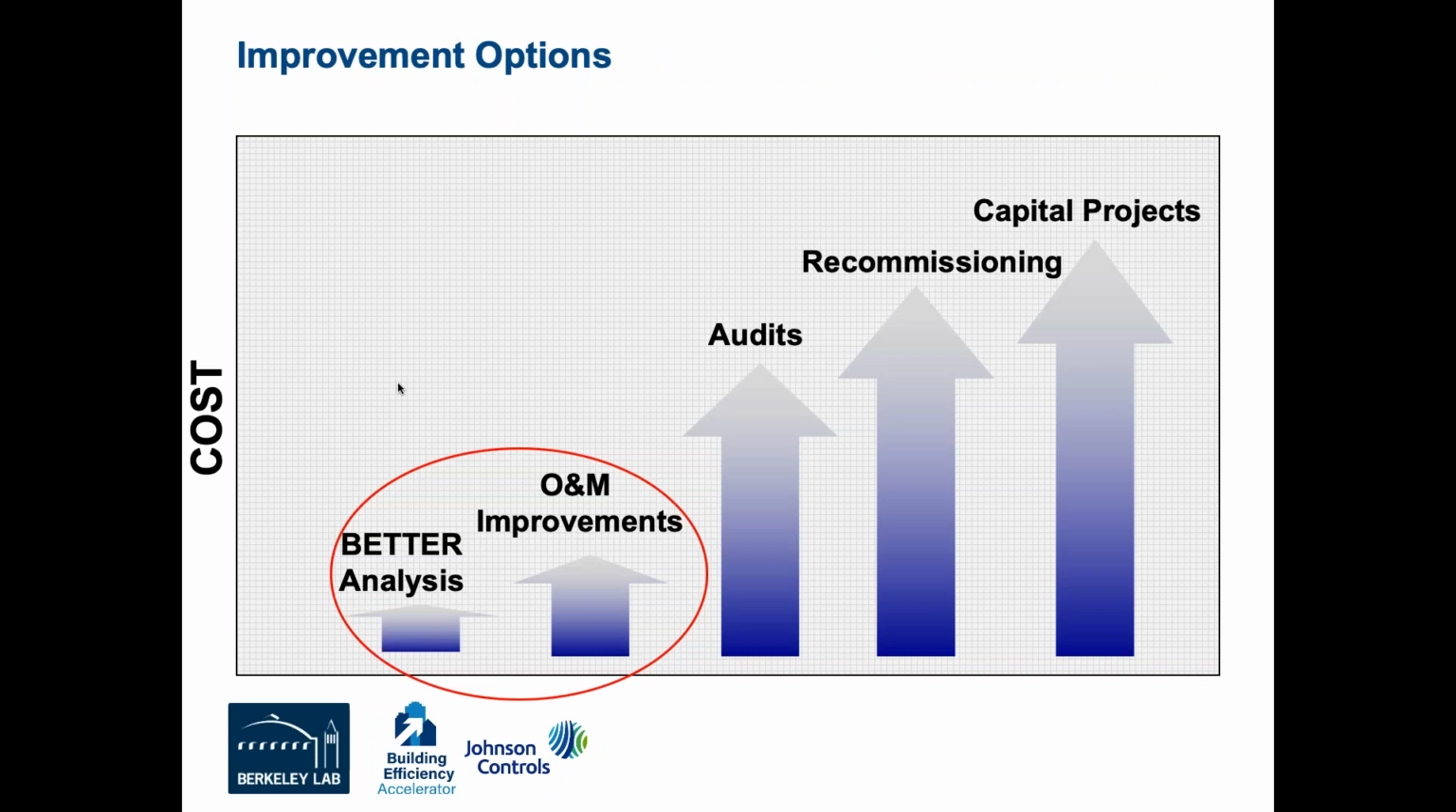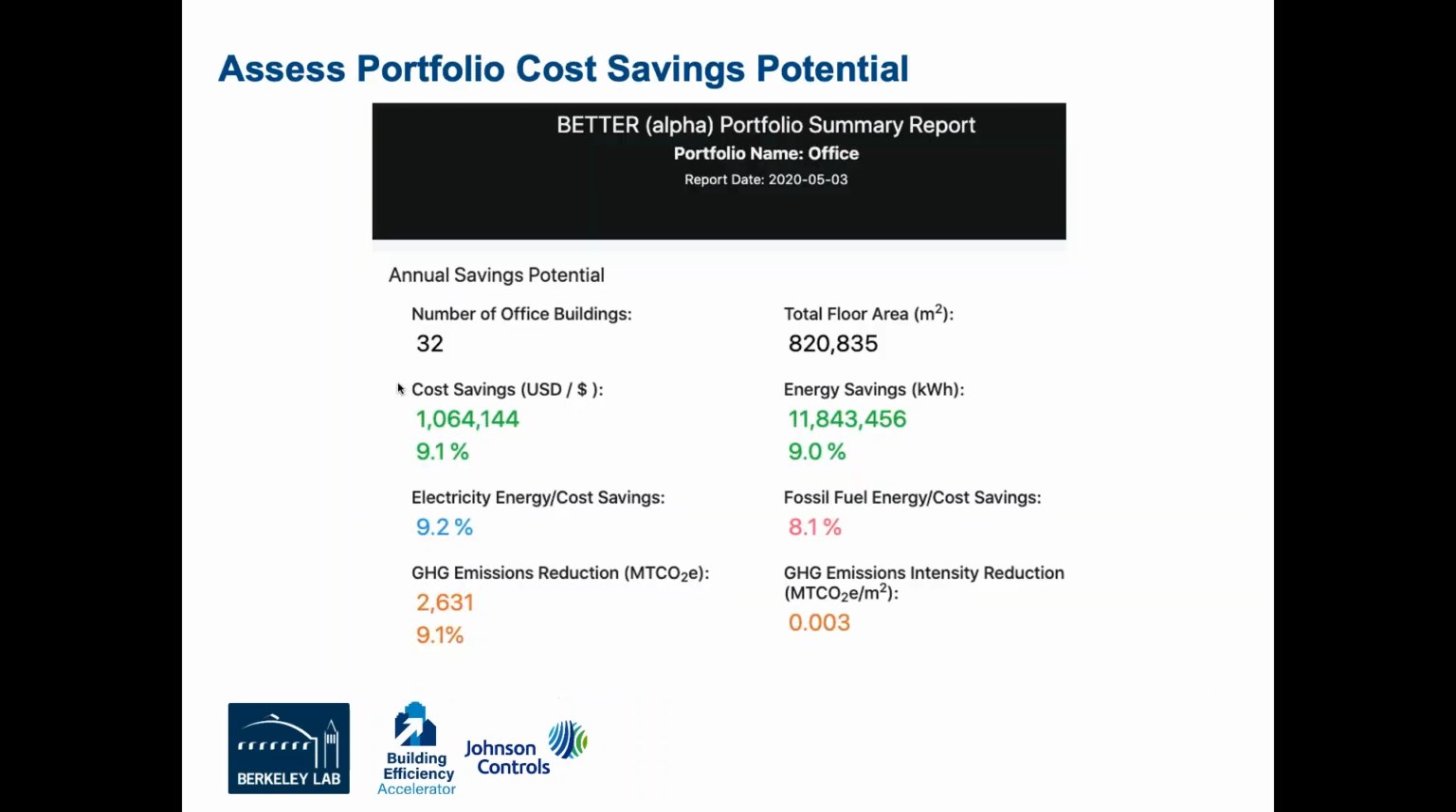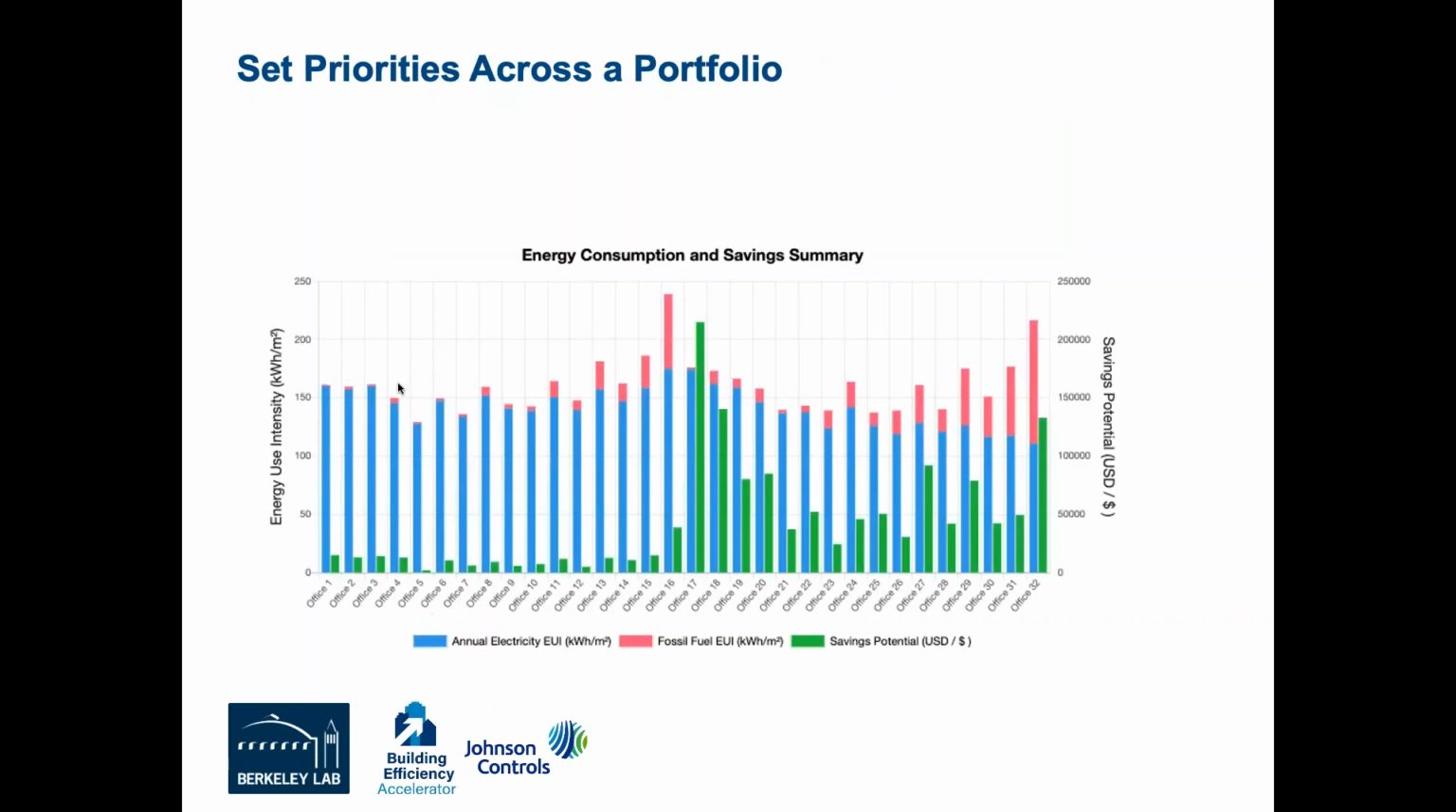Also, there's a scale in terms of cost. Audits, recommissioning, capital projects, all very costly. We know that the Better analysis is free, and O&M improvements can be implemented, again, at no cost or low cost. So when we look at making the business case, we want to look at, okay, what is our cost savings potential? $1 million across this 32 building office portfolio. That's pretty substantial.